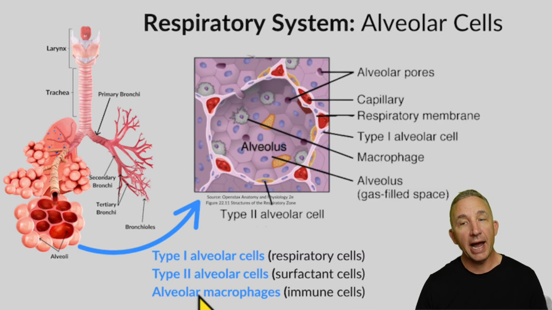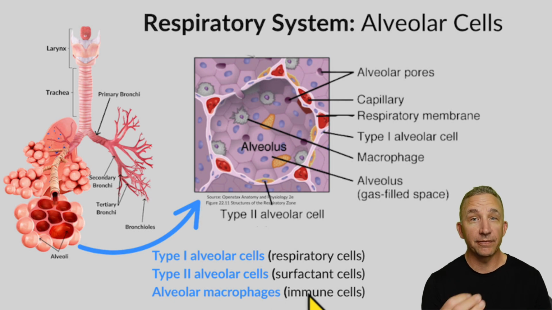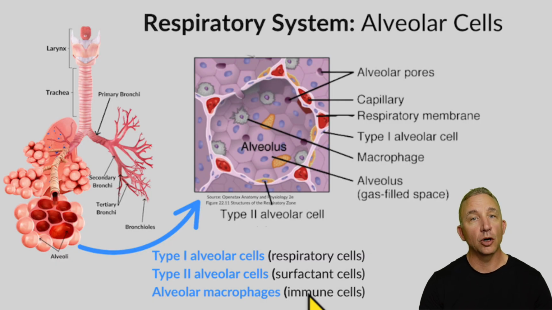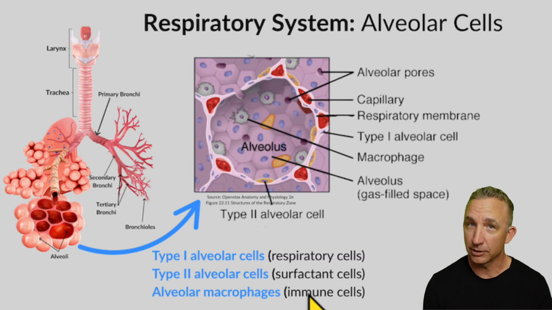And then lastly, macrophages, with our immune cells, the ability to engulf. Remember, phagocytosis is the ability to engulf and eat something. We have macrophages primarily for dust as things get down deep into our lungs, to engulf things that don't belong in the lungs that can harm the actual process of respiration.